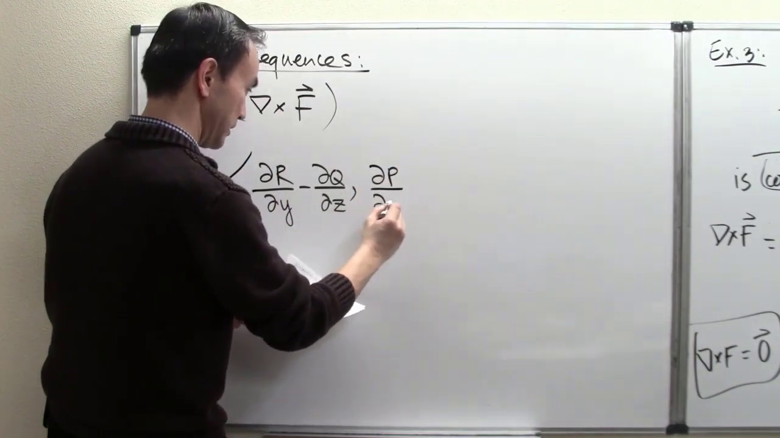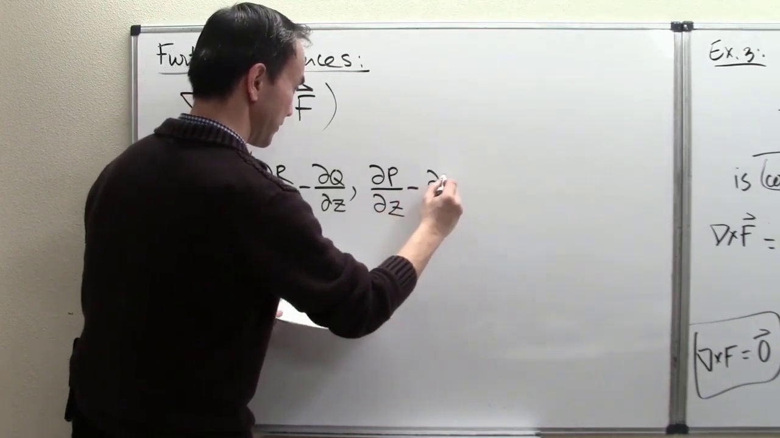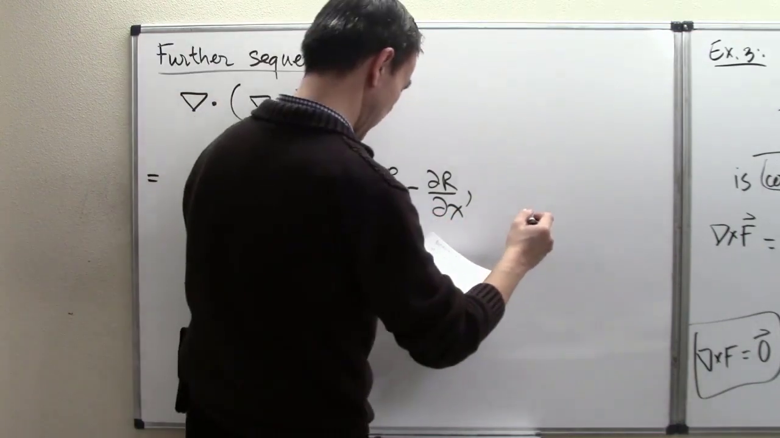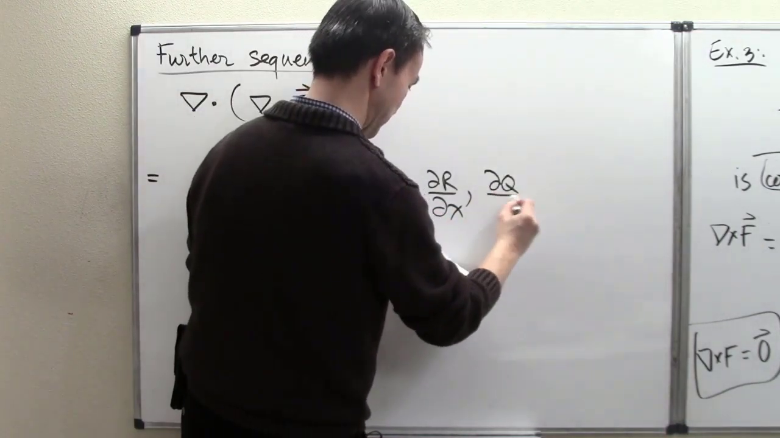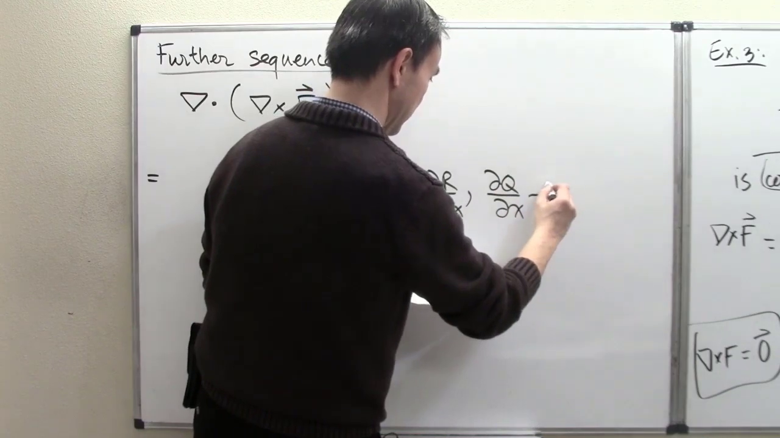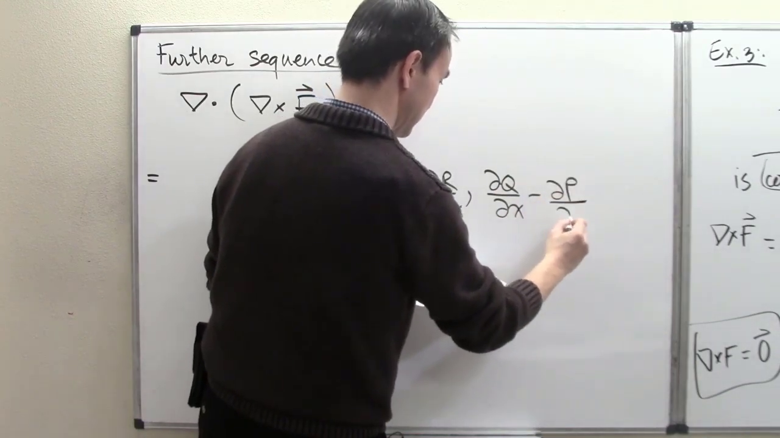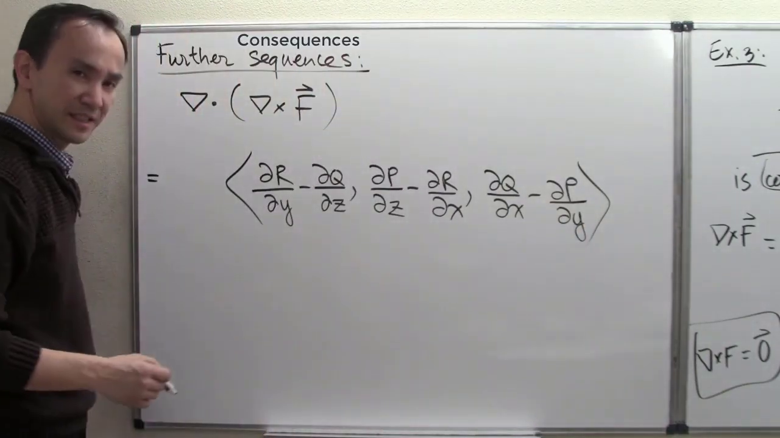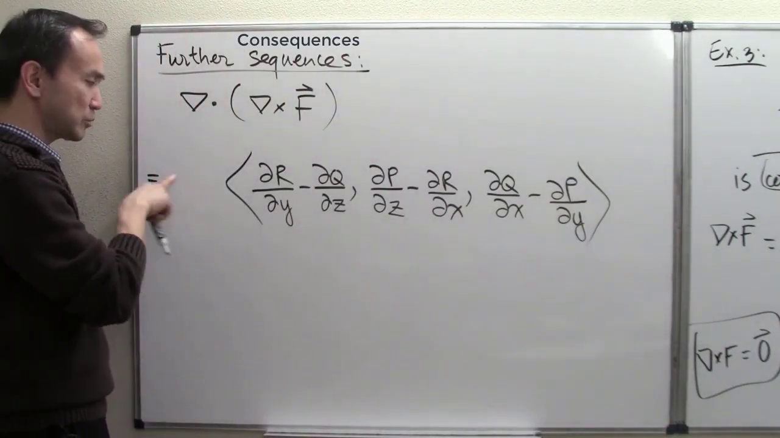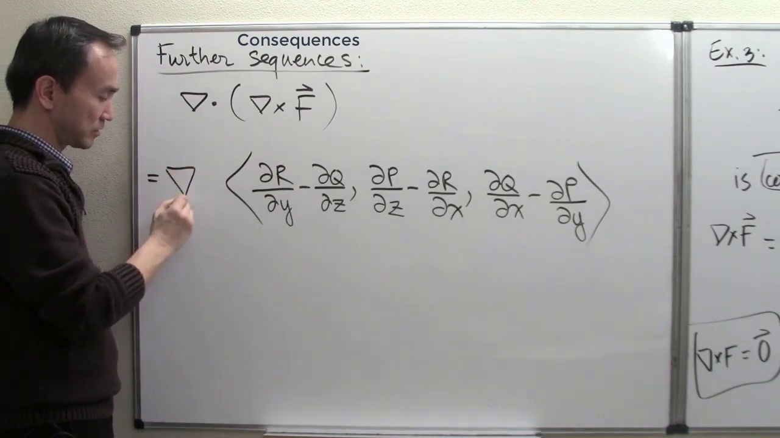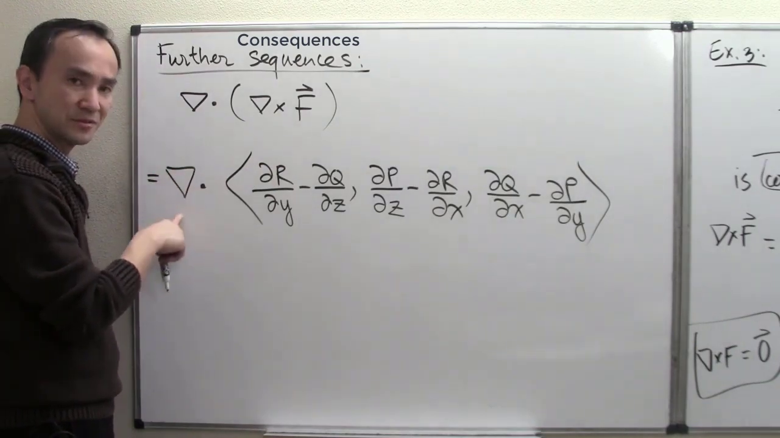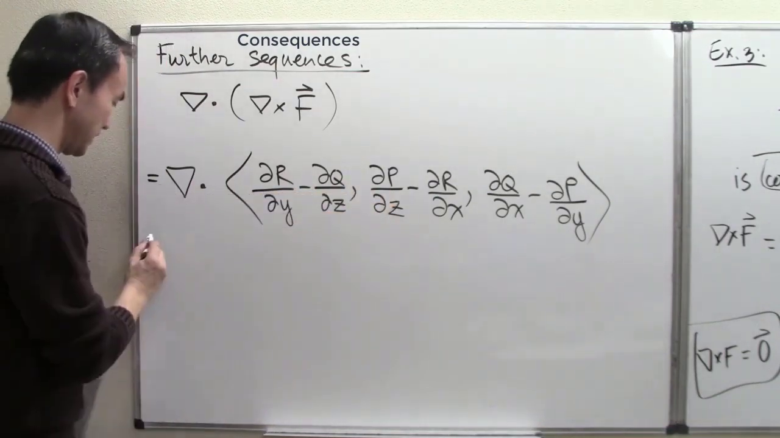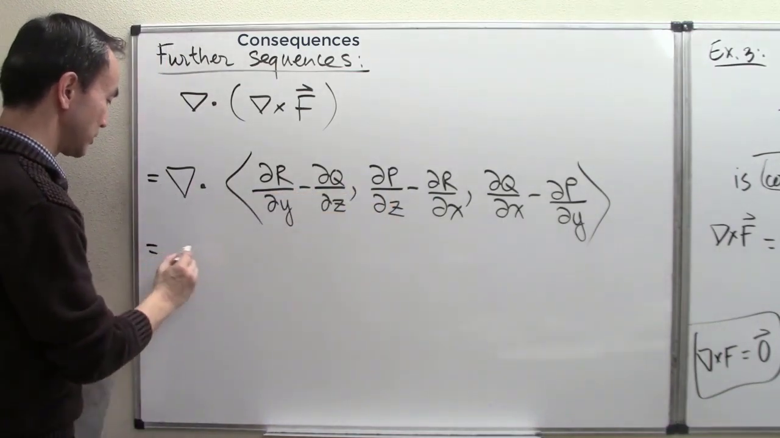dP/dz minus dR/dx. That's the second component for the curl of F. And dQ/dx minus dP/dy. Okay, so this is the curl of F. And we want to take the dot product, from the left-hand side, between the del operator vector and this vector right there. So that means performing this. It comes to the following.